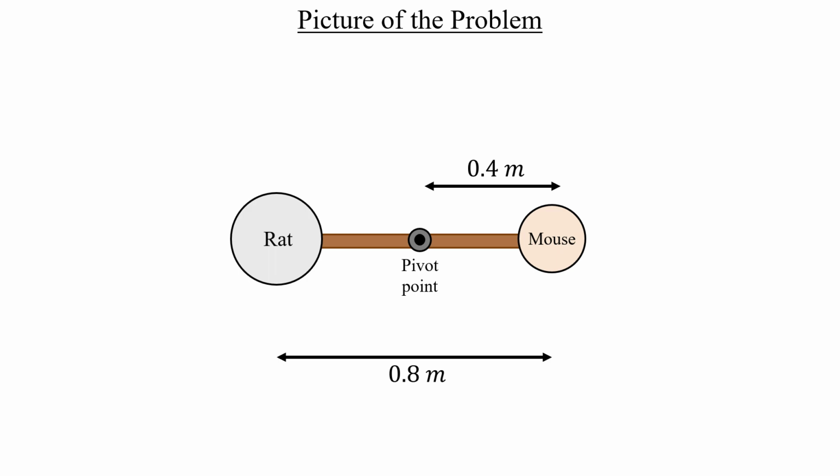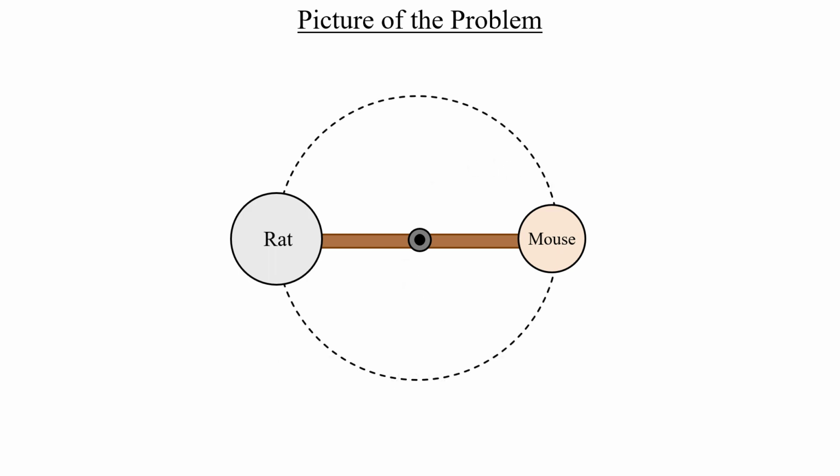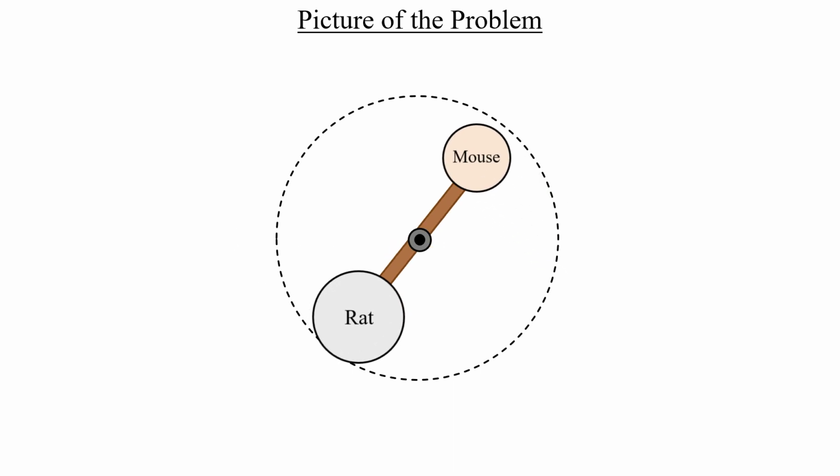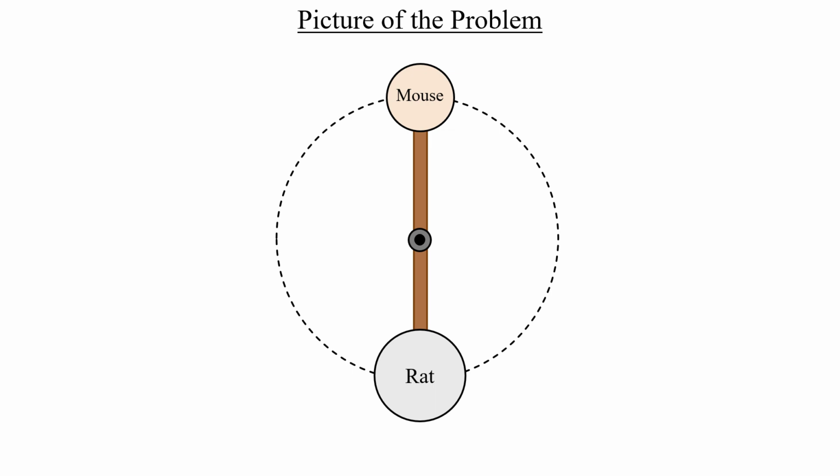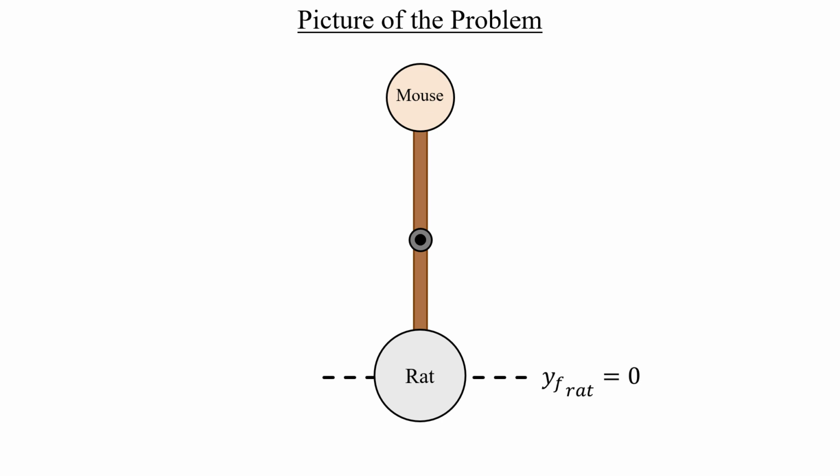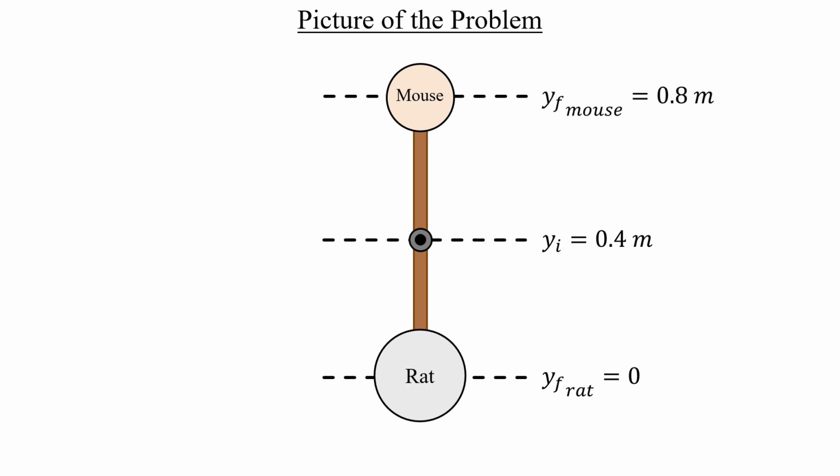Once we release the system from rest, everything will rotate along a circular path, with the rat ending up at the bottom and the mouse at the top, due to the difference in their masses. Let's call the rat's final position at the bottom y equal to 0, which means the initial position for both animals was at y equal to 0.4 meters. And of course, the mouse's final position here will be at y equal to 0.8 meters.